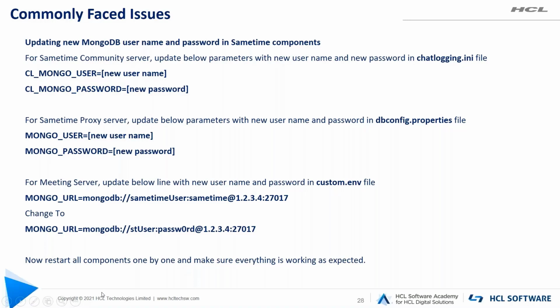Once you update the new username and password in each of the Sametime components, you can restart each server and confirm that everything is working as expected. Each server should be able to connect and resolve MongoDB over FQDN as well as IP address. So this is how you can update the username and password and update all components with the new details. Move to the next slide, please.